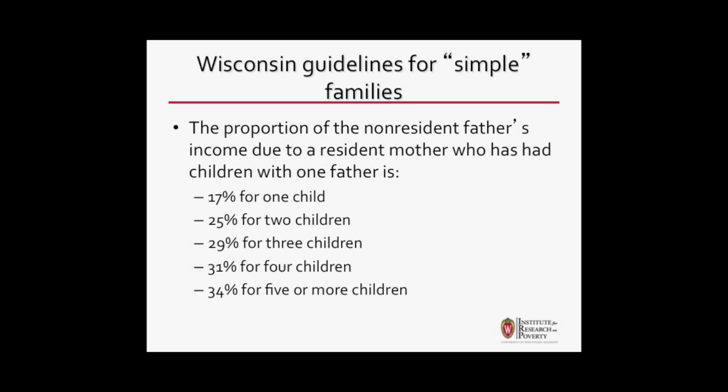Here's what we do for simple families. 17% for one kid, 25% for two kids, 29, 31, 34. These numbers came from an old study of about how much parents spend on their kids. That study suggested that moms would spend about that same amount on their kids if the kids were living with them. So we can sort of not worry about the custodial parent, where the kid's living. So dad, 17%, mom's probably going to be putting in 17% of her income for this kid anyway, so we can just ignore that. Okay, so that's the rule that Wisconsin came up with for simple families.